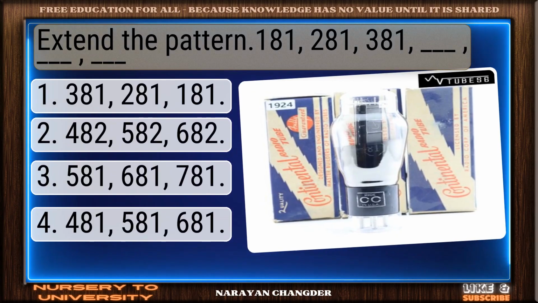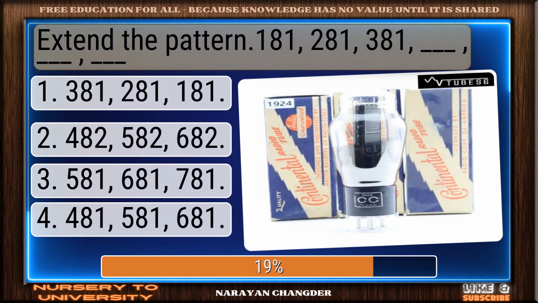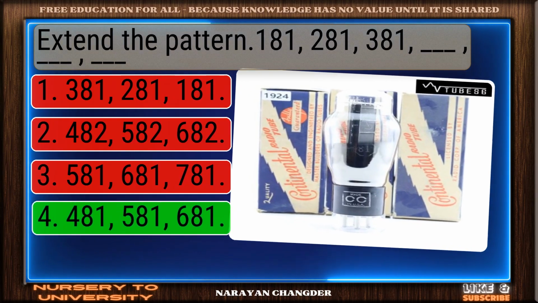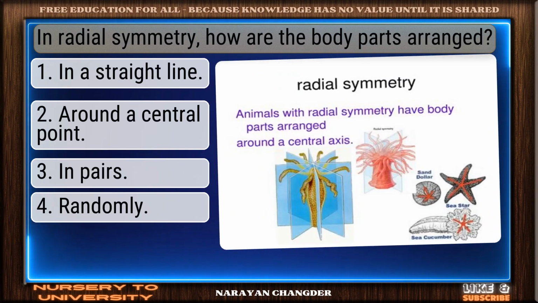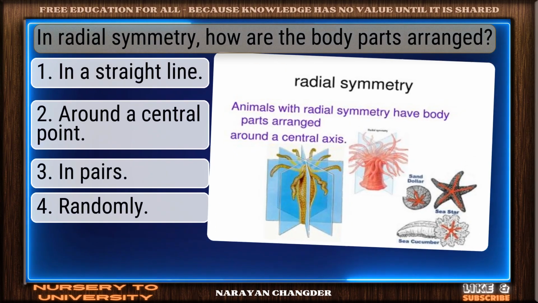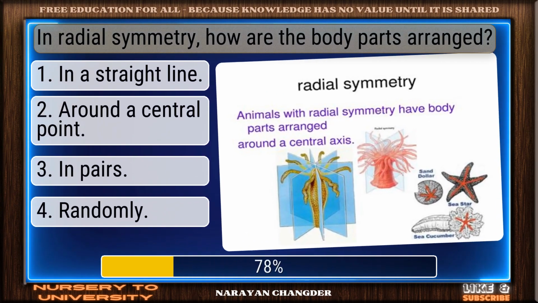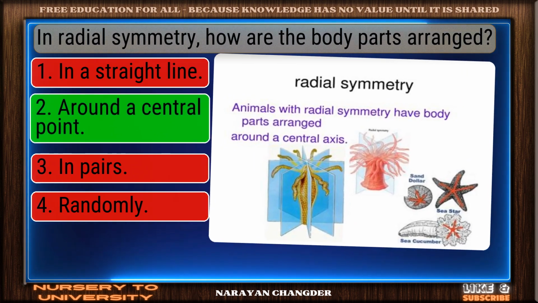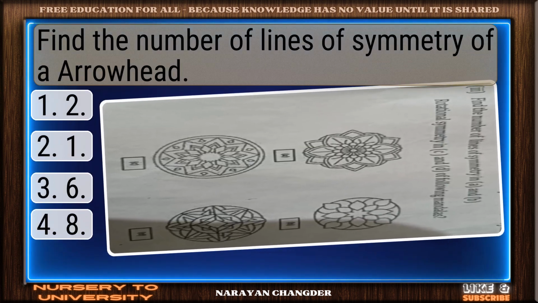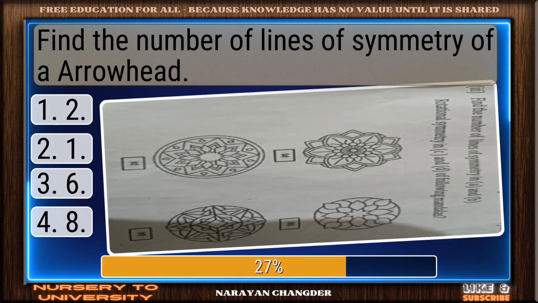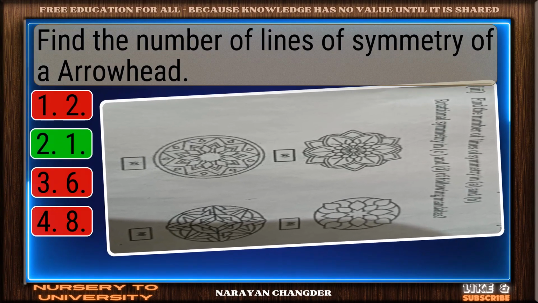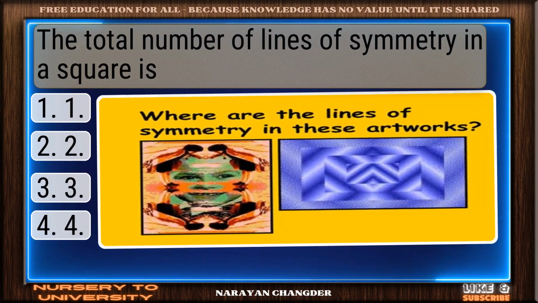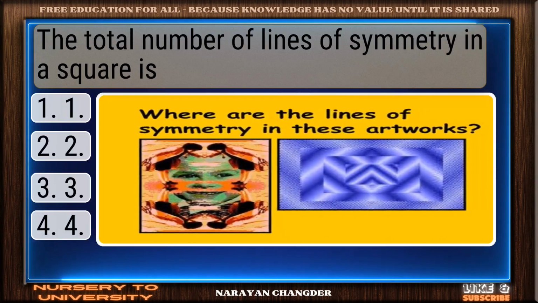Extend the pattern 1E1, 2E1, 3E1, dash, dash, dash. Strong choice. 4E1, 5E1, 6E1 is the right answer. In radial symmetry, how are the body parts arranged? Well picked. Around a central point is the correct answer. Find the number of lines of symmetry of an arrowhead. Nicely done. 1 is a solid answer. The total number of lines of symmetry in a square is.